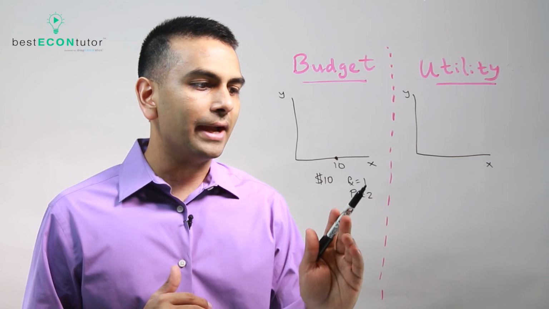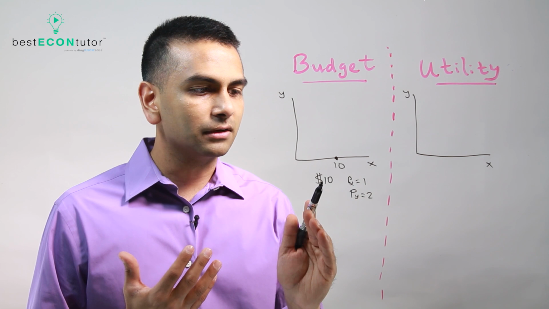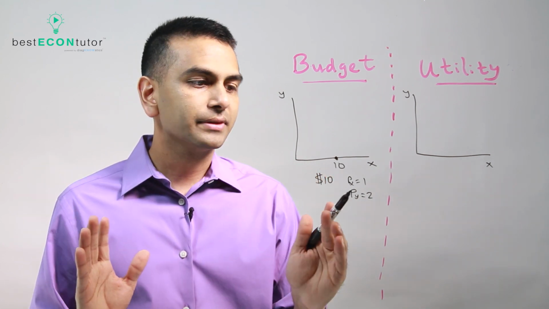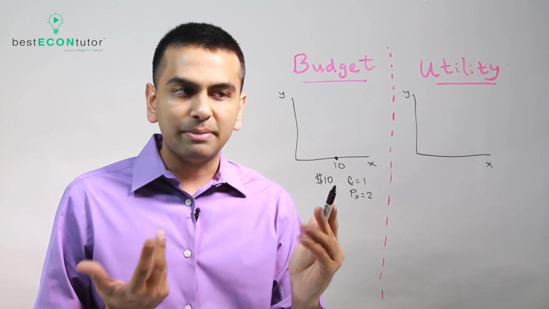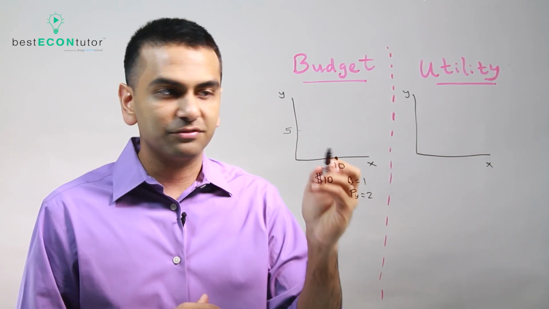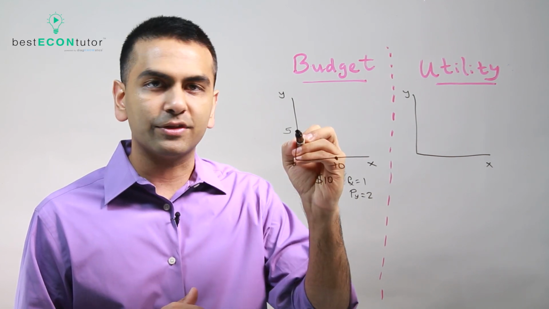Now let's say good Y costs $2. So now, out of your $10 budget, if you were to hypothetically spend all of it on good Y, for $2 each, you could buy 5 items of good Y, right? 5 each at 2 each would be your full $10 income. So that with 0 units of X is also another bundle.